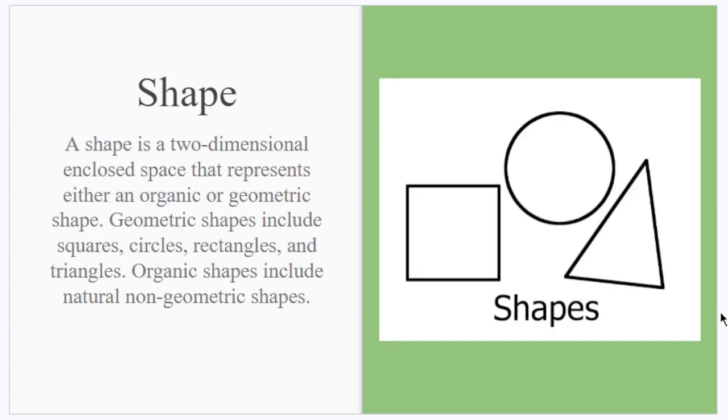Next is shape. A shape is a two-dimensional enclosed space that represents either an organic or geometric shape. Geometric shapes include squares, circles, rectangles, and triangles. Organic shapes include non-geometric shapes. Now, if you look to the side, you'll just see a little reference of some shapes.